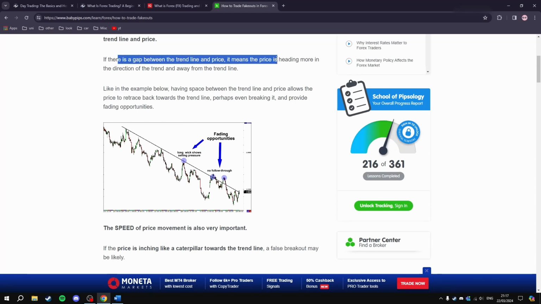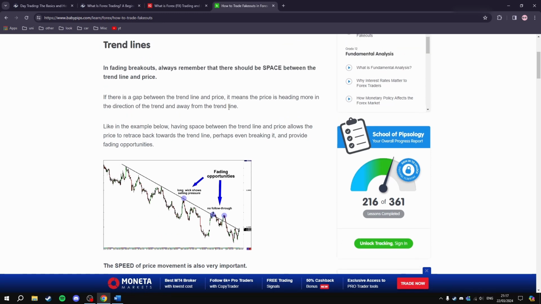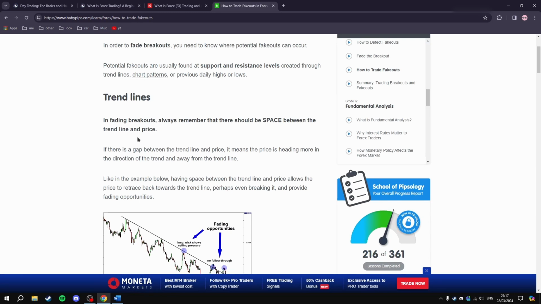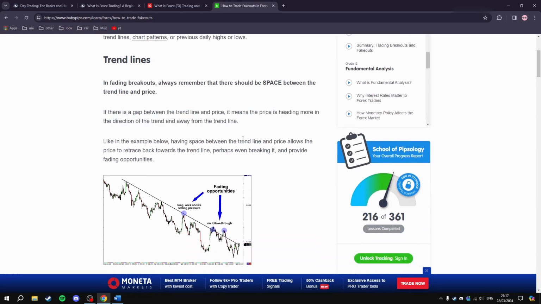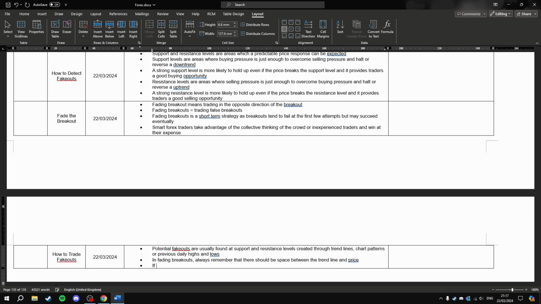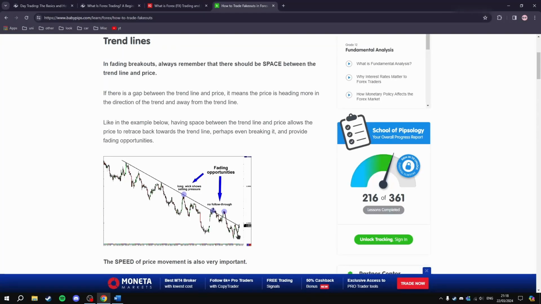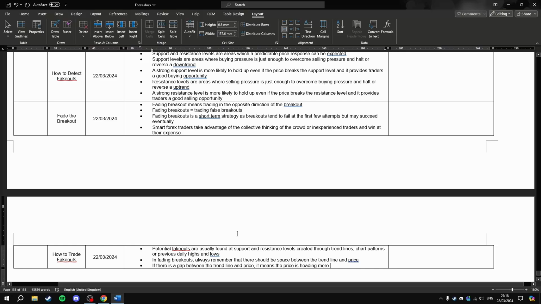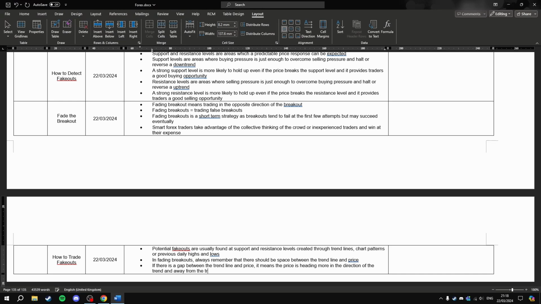Alright, so if there is a gap, that means the price is more likely to follow whatever the trend is and not get closer to the trend line, so there's less chance of it trying to break through, a breakout. I think that's what it means. There is a gap between the trend line and price. It means the price is heading more in the direction of the trend and away from the trend line.